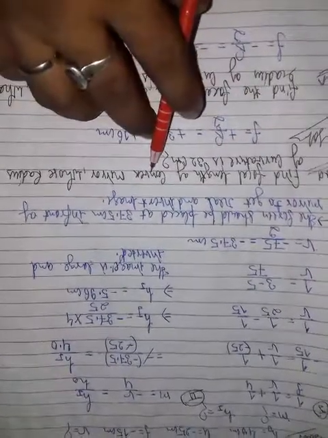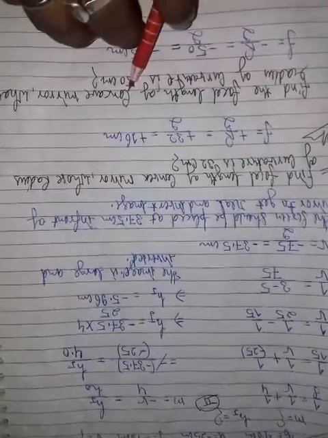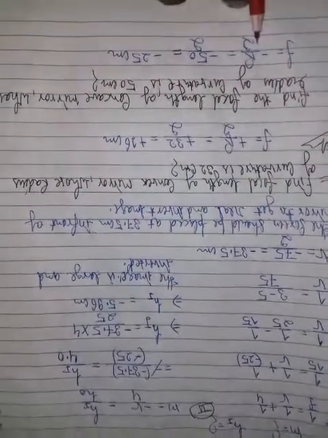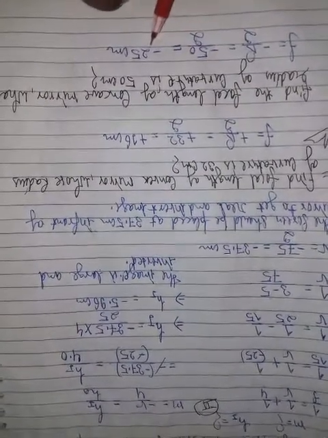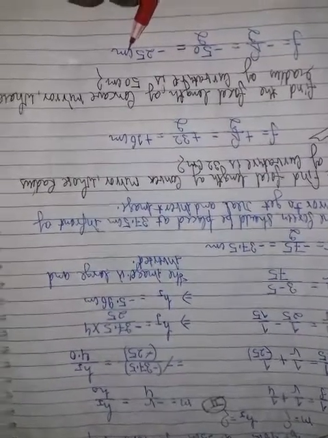for the convex. And the next question is the same, but the difference is that the mirror is concave mirror, so we put the value with minus, and the focal length is 25 centimeter.